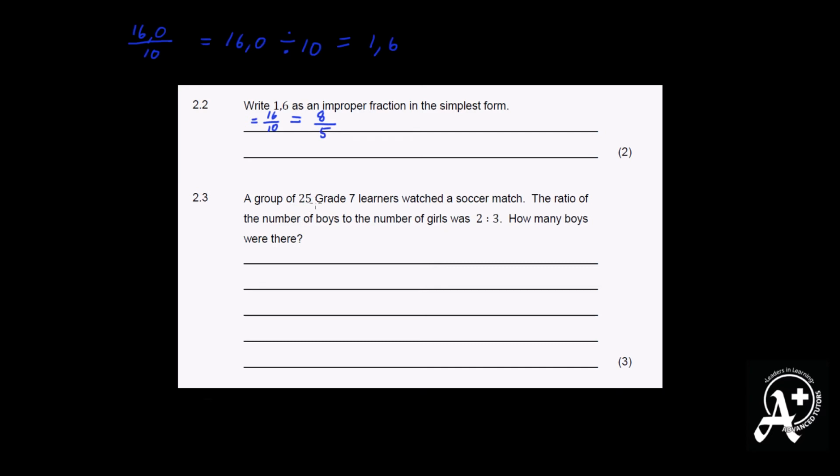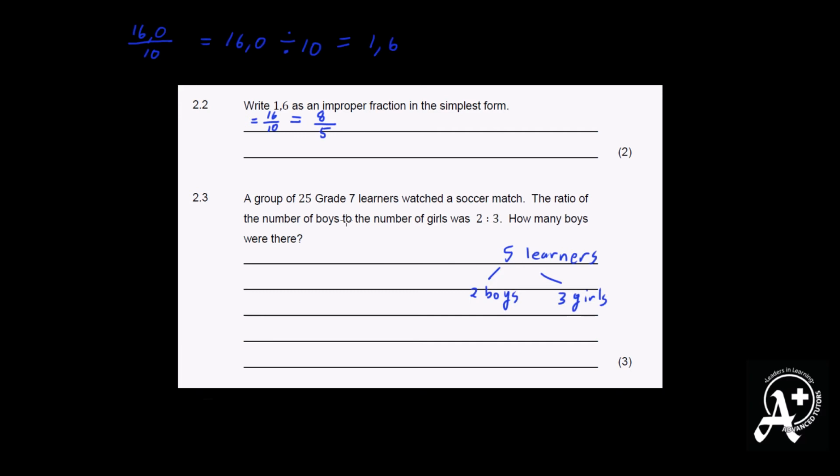Right, now in 2.3 they're asking us: a group of 25 grade 7 learners watched a soccer match. The ratio of the number of boys to the number of girls was 2 to 3. How many boys were there? Right, now I'm going to explain this by using a sort of a little graph. The first thing you can do when you look at ratios is we can see they've got 2 to 3. So they are basically looking at 5 learners. So for every 5 learners, they're saying that 2 are boys, and they are saying that 3 are girls.